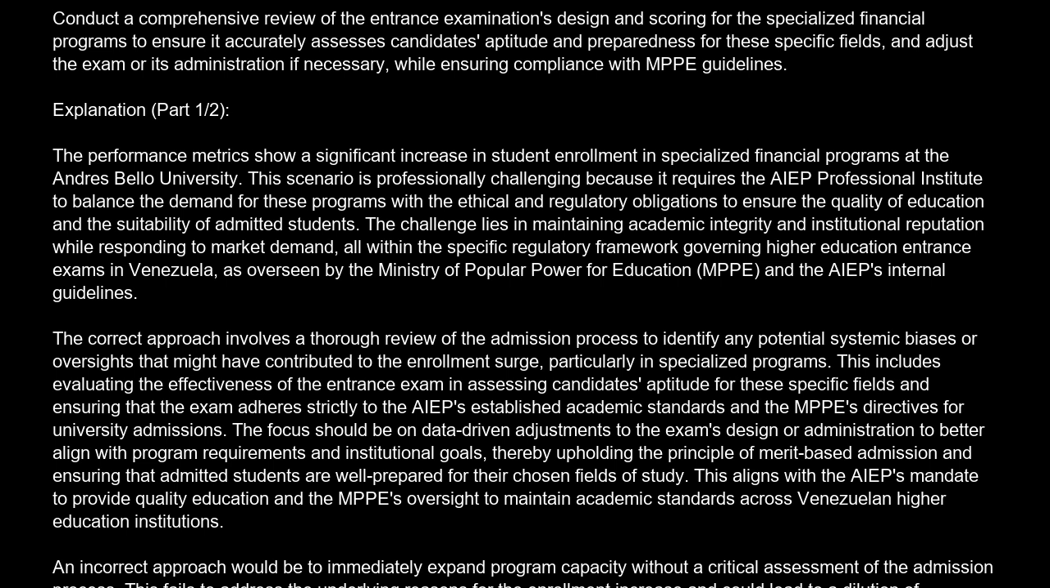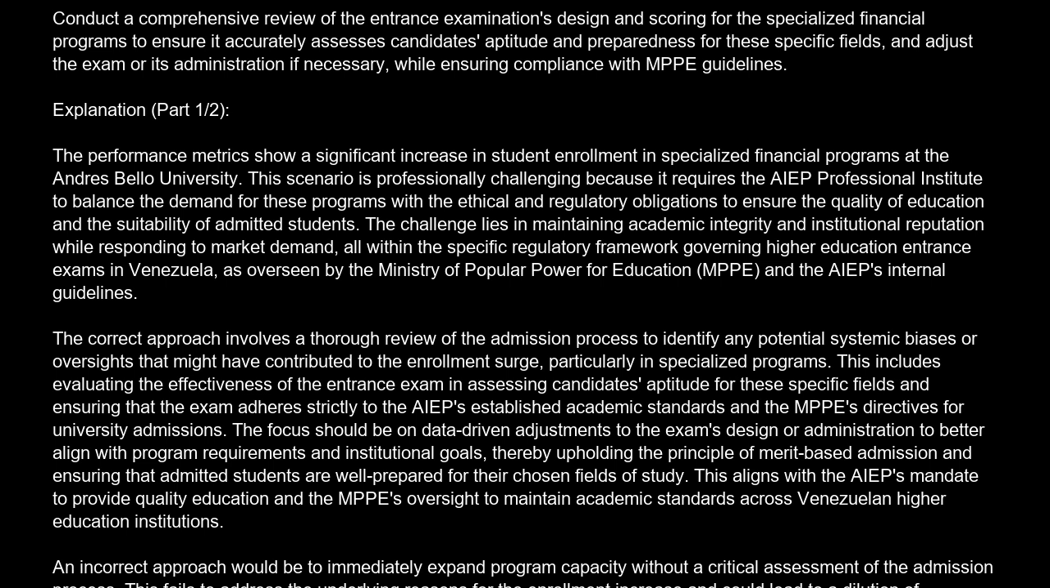The challenge lies in maintaining academic integrity and institutional reputation while responding to market demand, all within the specific regulatory framework governing higher education entrance exams in Venezuela, as overseen by the Ministry of Popular Power for Education, MPPE, and the AIEP internal guidelines. The correct approach involves a thorough review of the admission process to identify any potential systemic biases or oversights that might have contributed to the enrollment surge, particularly in specialized programs.